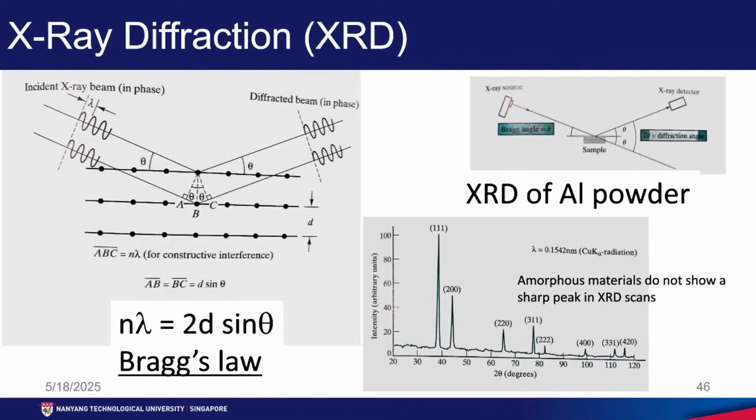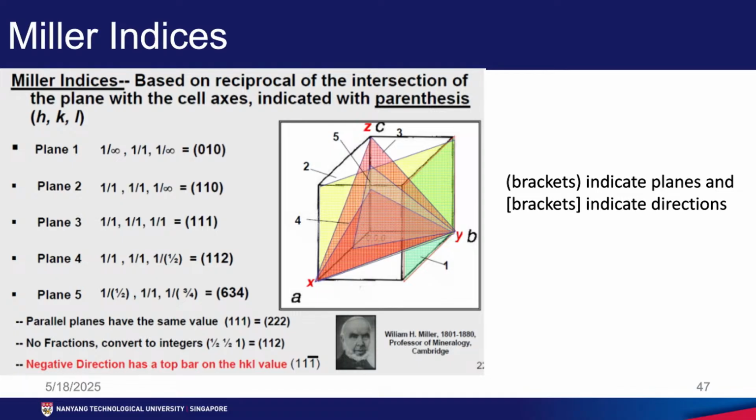So, in this picture you will see that there are some numbers within brackets, 1 1 1, 2 0 0, 2 2 0 and so on. These numbers represent the planes which cause this diffraction and interference to happen. Let us say this particular set of planes gives rise to the peak here, then we have a name for it. Those numbers are called Miller indices. It was proposed by the scientist William Miller.